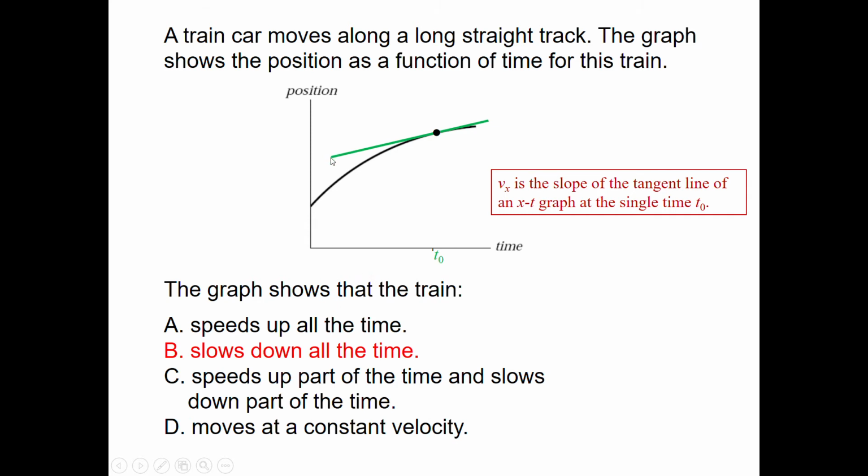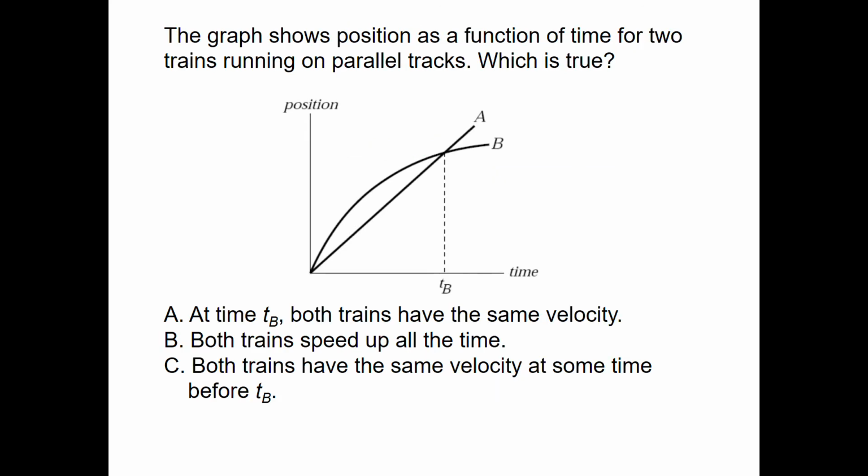That means the x velocity slows down. The x velocity is getting smaller and smaller and smaller, and that means that the speed is getting less and less. If your x velocity is getting closer and closer to zero because the slope of the tangent line is getting close to zero, then the speed would be getting close to zero too. So it slows down all the time.